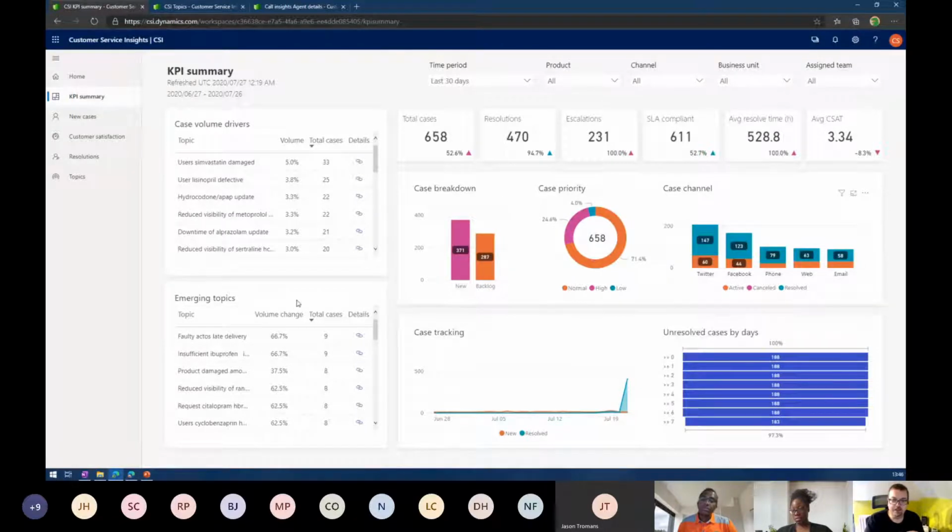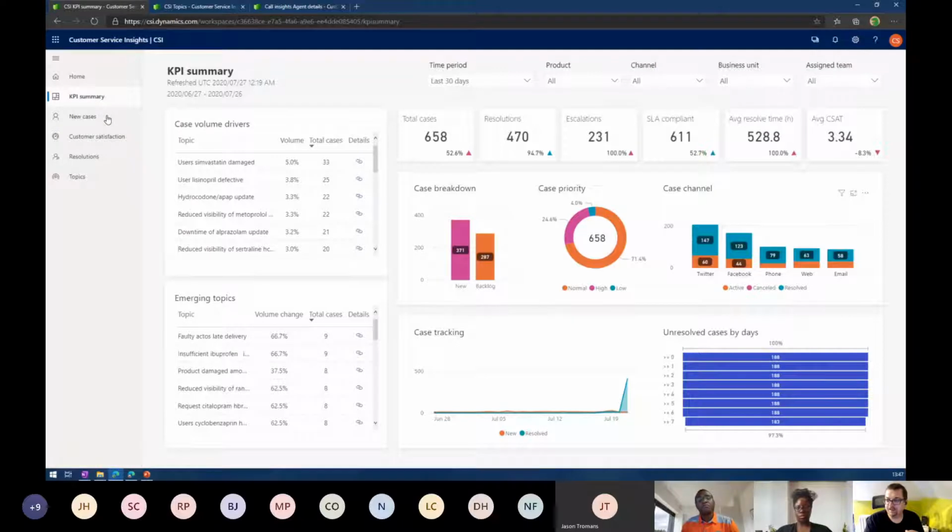On this left-hand side, you've got emerging topics, and these are the ones that have had a big increase in number since that last period. So we're seeing a 66% increase in the number of cases due to this faulty Actos late delivery, whatever that means. So this is the idea that as you see different topics coming in, you can react to, like, oh, we're seeing a lot for that software product we've just launched, or the version 3 product with that hotfix is now causing us problems. What we're going to do about it and why.